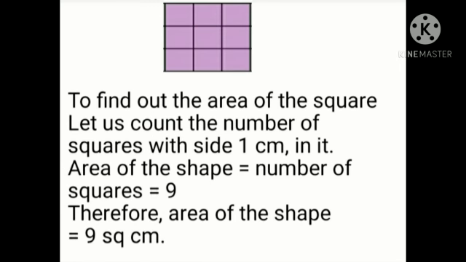In this example, you can see a square. So to find out the area of the square, let us count the number of squares with side 1 centimeter in it. Area of the shape is equal to the number of squares, that is equal to 9. Therefore, area of the shape is equal to 9 square centimeter. Now students, let's solve some examples.